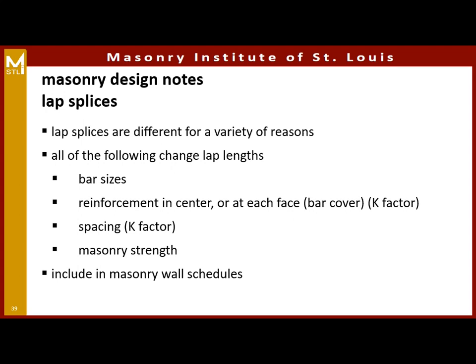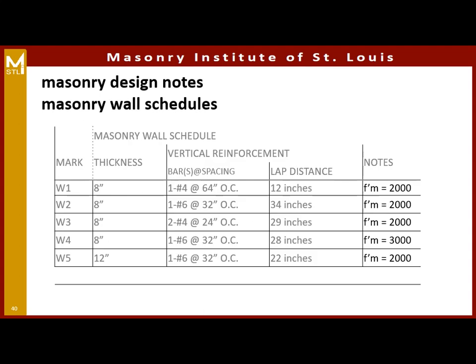Lap splices are the next thing that we'd prefer not to try and define in the general notes. A lot of different things can change the length of a lap. Bigger bar means a bigger lap length. Our reinforcing location in the cell will affect it due to the bar cover, whether we're in the center or at each face. The bar spacing can affect that as well. And then of course the F'm also has an effect on that. So for that, especially if we get to projects with some different conditions in it, we would prefer to include this information in the wall schedule.